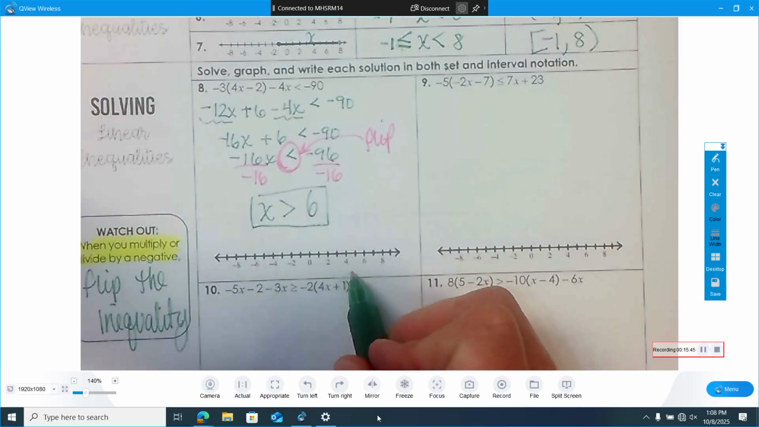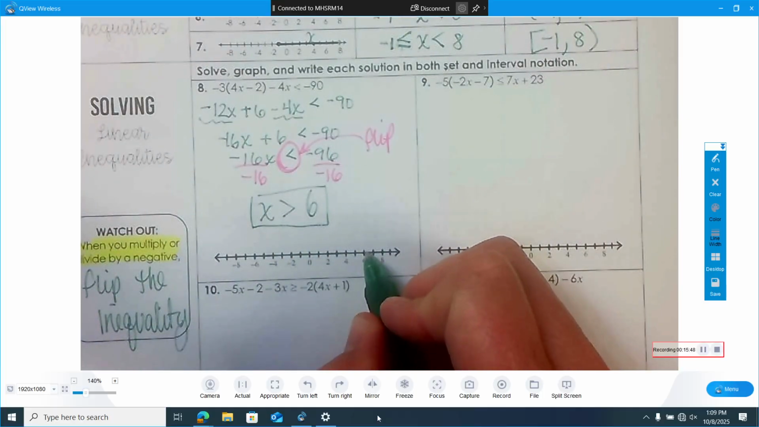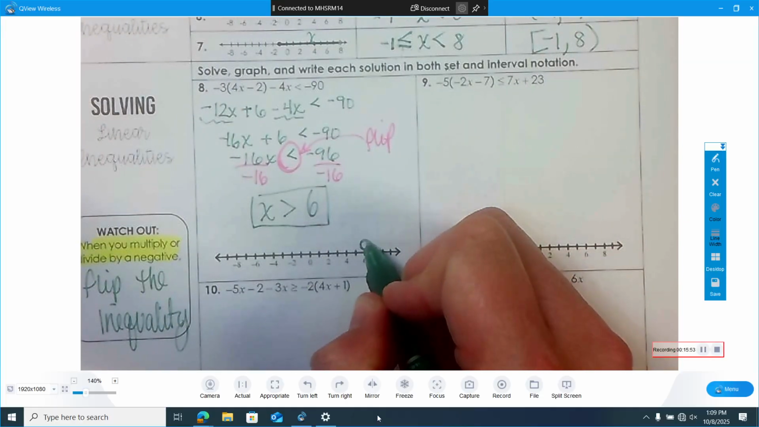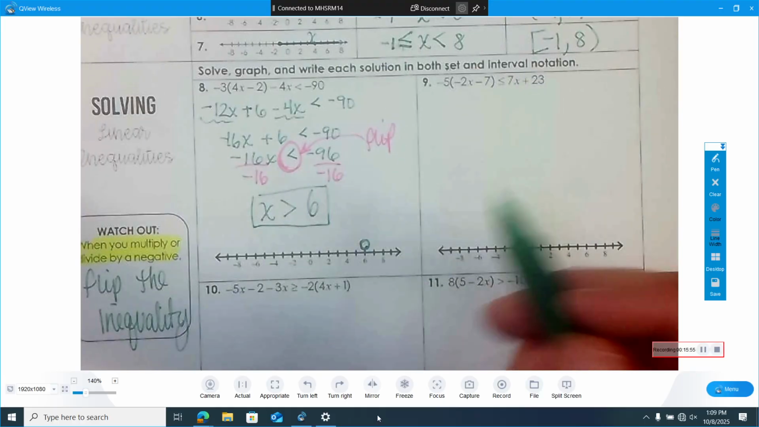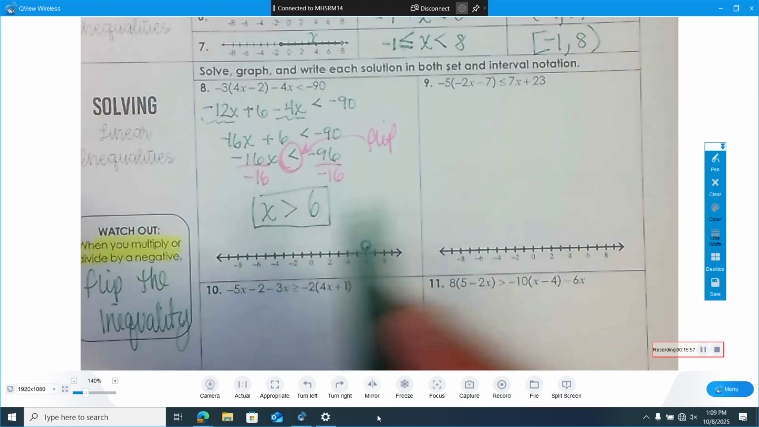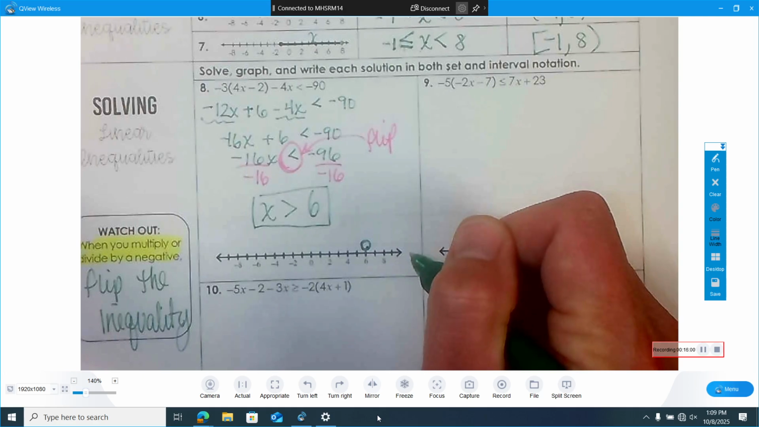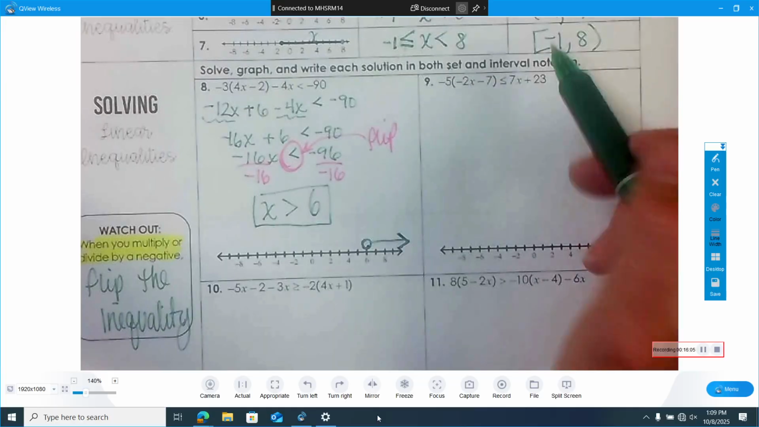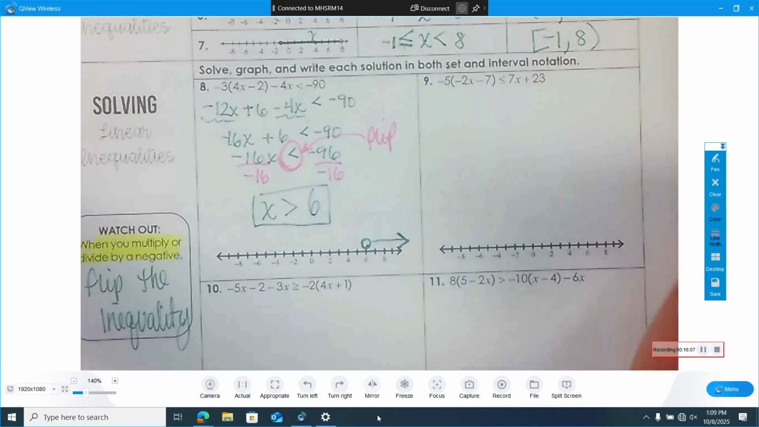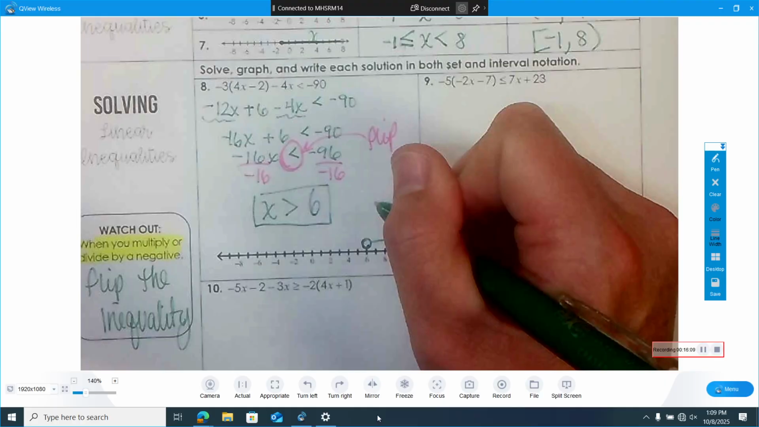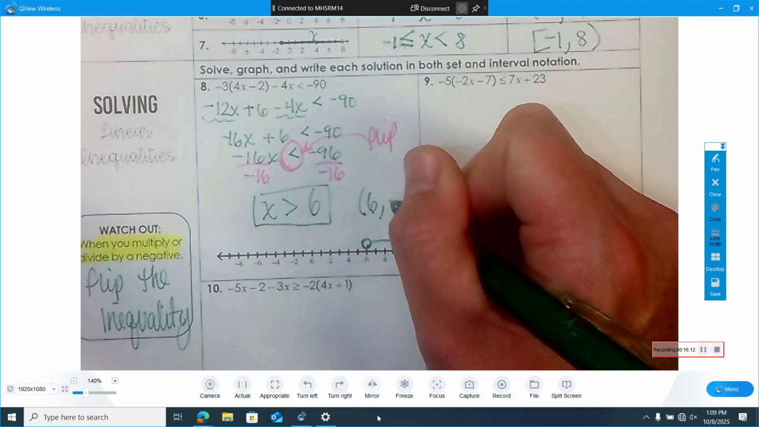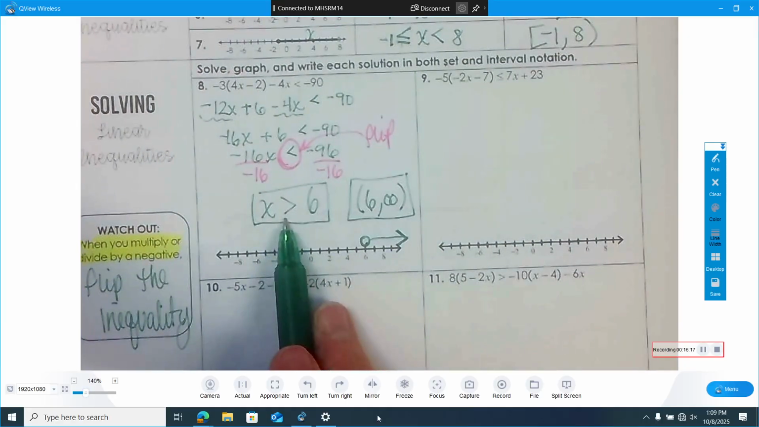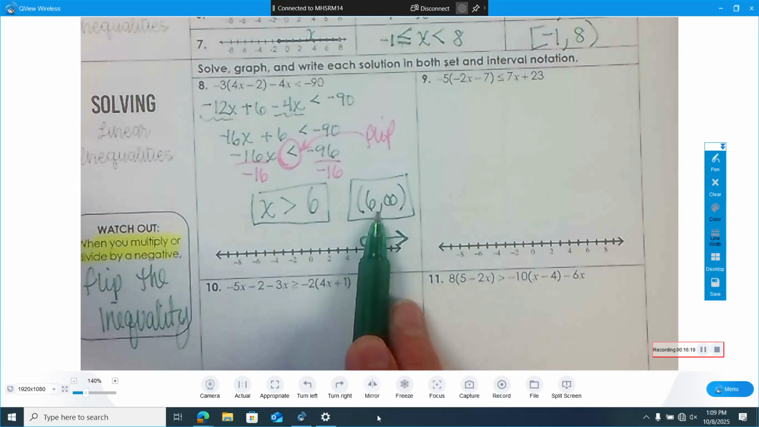So to graph that, I want numbers greater than 6. What kind of circle do we use at 6? Open circle. And I'm just going to write it above because I think it's easier to read. And then we want numbers greater than 6, so which side do I shade? Right, to the right. So this is our solution set. And what is our interval notation for this solution? Parenthesis 6, comma, infinity, parenthesis. All right, so we have the inequality notation and we have interval notation.